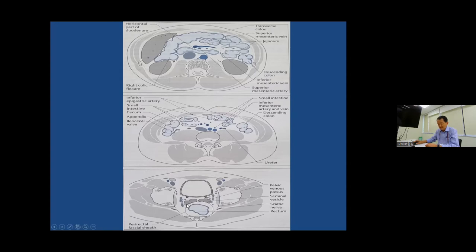Further lower down in the pelvis, in the male, you see the seminal vesicles and then the rectum. There is a perirectal sheath, and the perirectal lymph nodes are here, so you have to watch for any nodular lesion around. Obviously this pelvic wall has vessels as well as lymph nodes, so you look for lymph nodes.